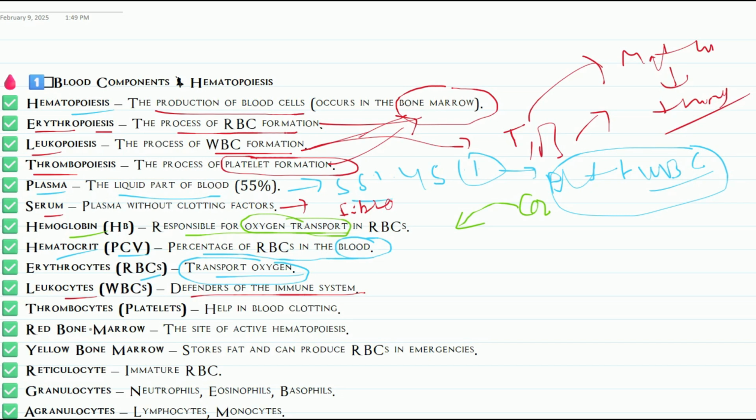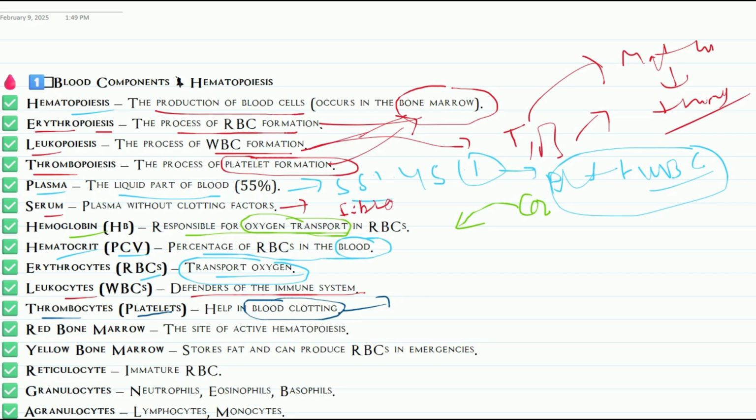Next we have thrombocyte, which we call a platelet. So what is the main function of platelets? Blood clotting. So they help in blood clotting, right? During any injury, the primary clot formation is due to the platelets and blood clotting factors, right?